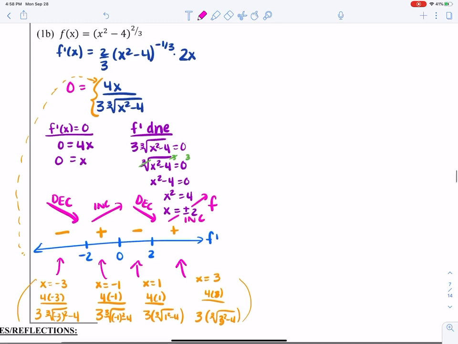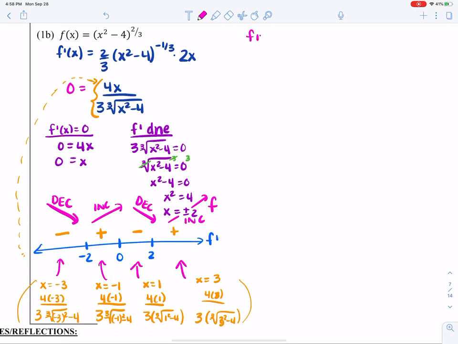So let's answer some questions. I can now use my information to find out when f is increasing and decreasing. F is going to be increasing from negative 2 to 0, and again from 2 to infinity. F is going to be decreasing from negative infinity to negative 2, and again from 0 to 2. What's also nice is that I can clearly see my relative maxes and mins. I've got a relative min right here. I have a relative max right here. And then I have another relative min right here.